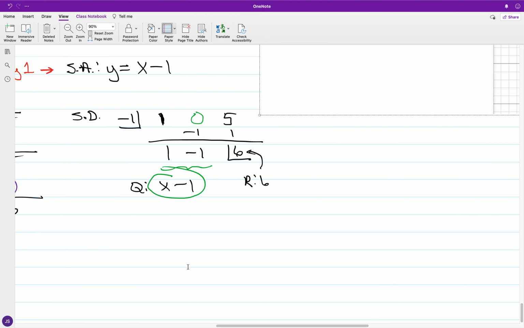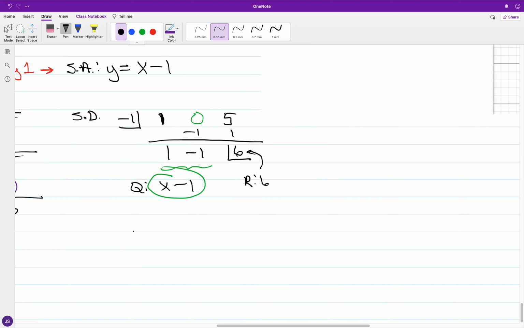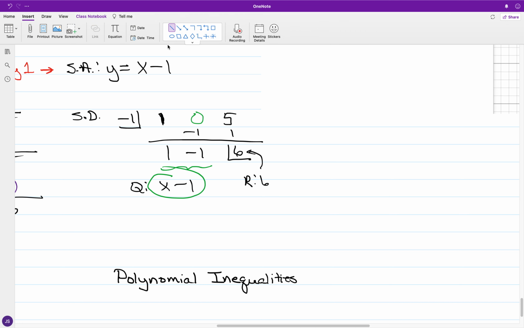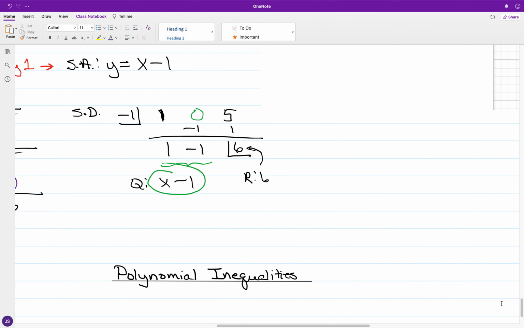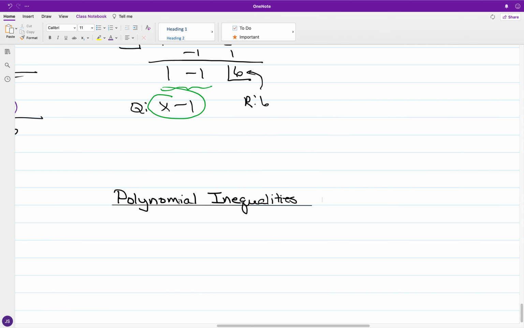All right, and just a quick item. This being the case, in the next category we will be working with polynomial inequalities. So you have polynomial inequalities, or inequality statements like less than, greater than, less than or equal to, greater than or equal to. And let's say that for polynomial inequalities.